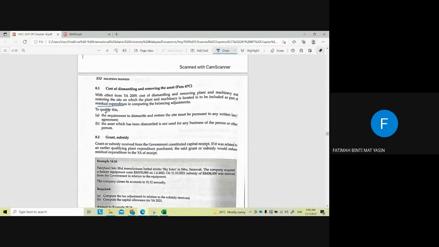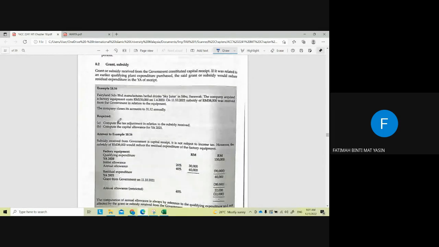To clarify this, the requirement to dismantle and restore the site must be pursuant to any written law or agreement. The asset which has been dismantled is not used for any business of the person or other person. It means that the asset is no longer being used in the business. Grant subsidy, you can read this one on your own.